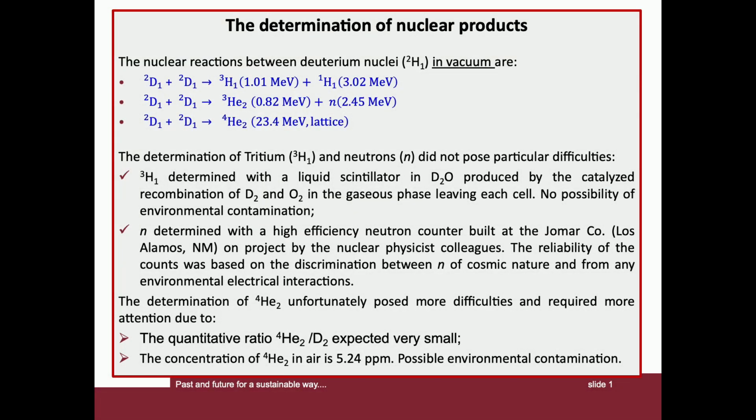The determination of nuclear products. The nuclear reactions between the deuterium nuclei in vacuum are the following. The determination of tritium and the neutrons did not pose particular difficulties.